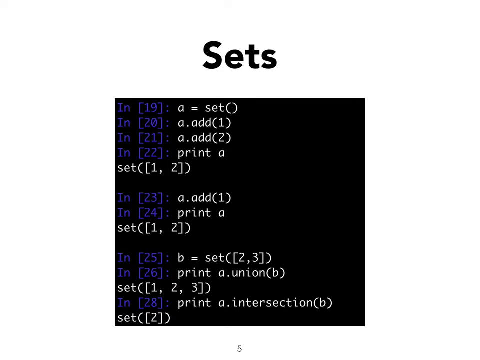Then we create another set, we call it B, and that set will contain the elements 2 and 3. So you can see here we instantiate the set B from a list. And then we print the union of A and B, which you get by saying A.union(B). And that takes the elements in A and the elements in B together, which is 1, 2, and 3. And then we print the intersection of A and B, which is the elements that are both in A and in B. And that's a set as well, containing the element 2.